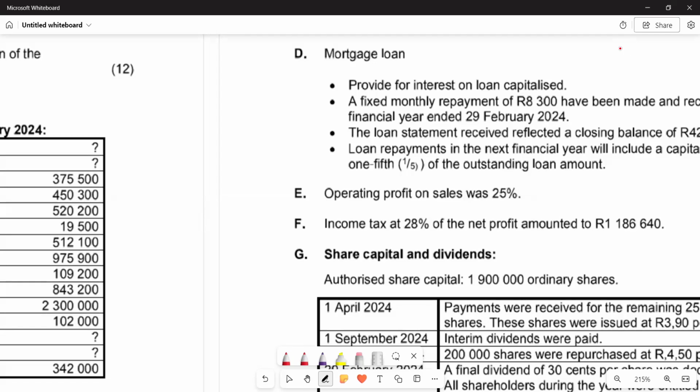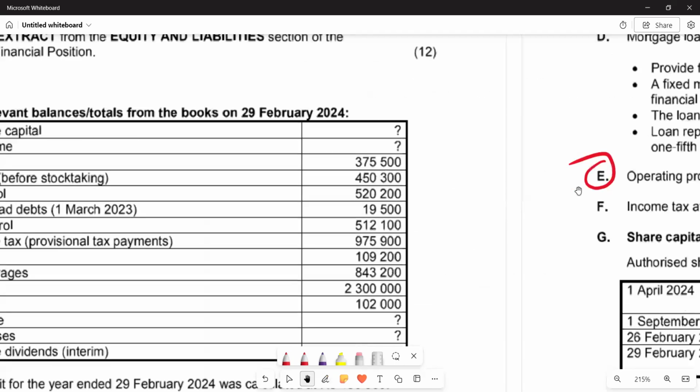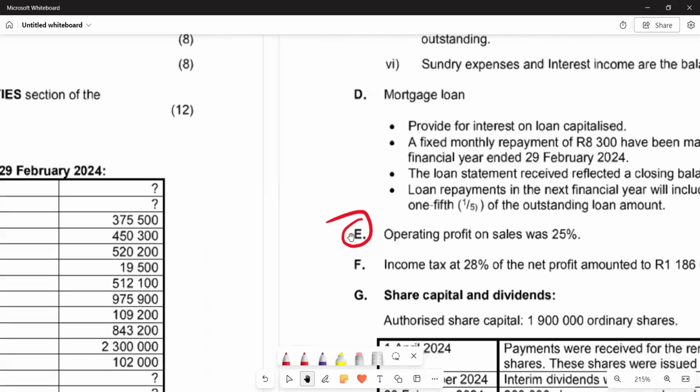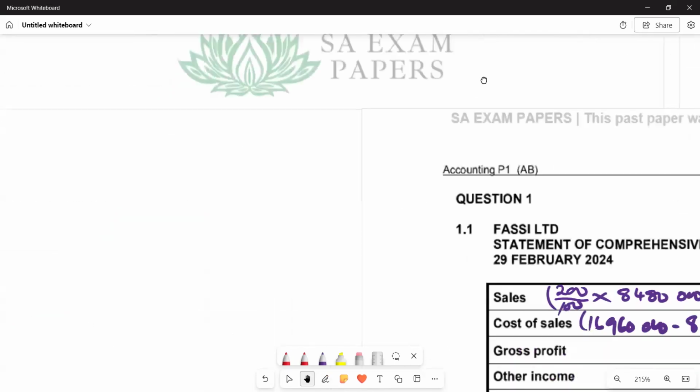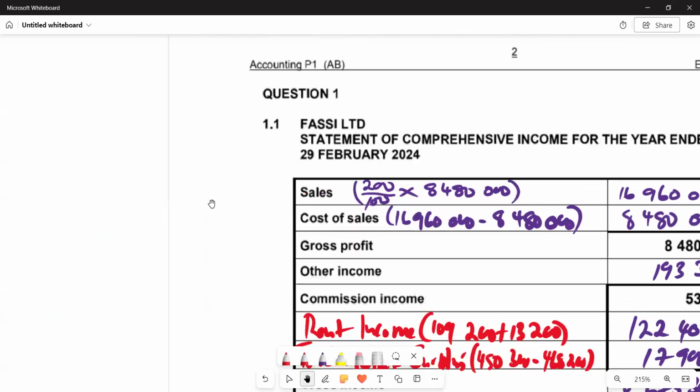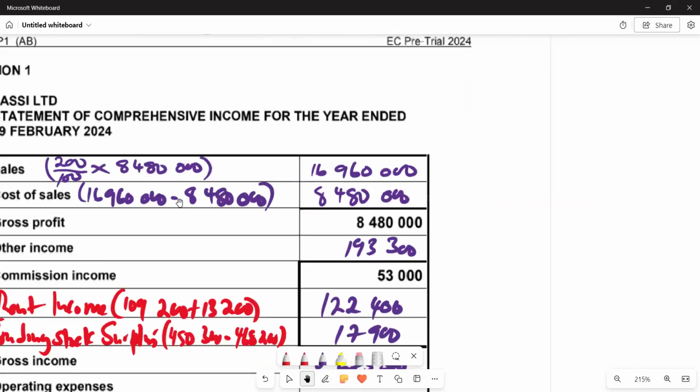But if you come to information E, it reads operating profit on sales was 25%. So we can find our operating profit, and when we find our operating profit, we can find our total operating expenses. So basically, we are saying 25% is operating profit on sales. So if you come here, you see that our sales figure, we have it as 16,960,000. So 25% as a decimal is 0.25, which equals operating profit over sales, which is our sales 16,960,000.